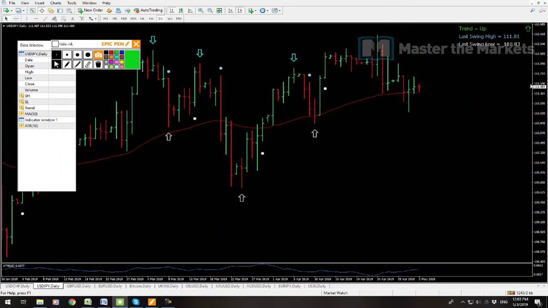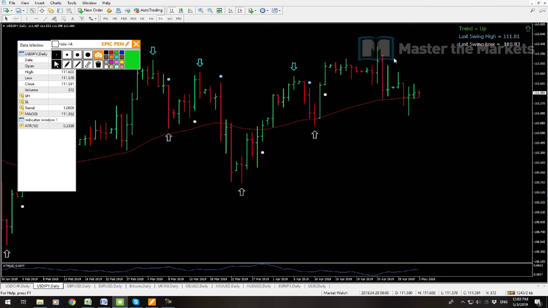Now, in terms of dollar yen, it's still in an uptrend. Swing high here is still not confirmed. All it's saying is that on the downside there's a bit of weakness here. So again, I'll be taking a look towards the upside.